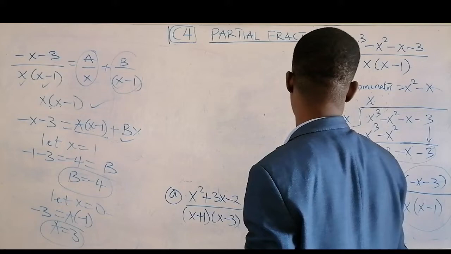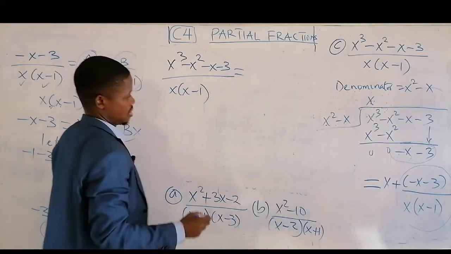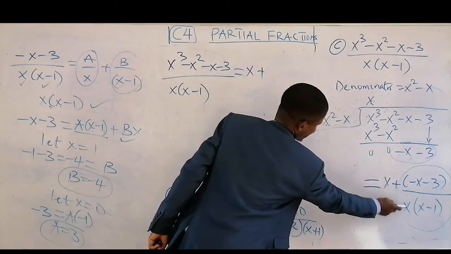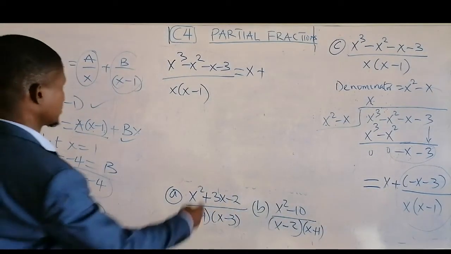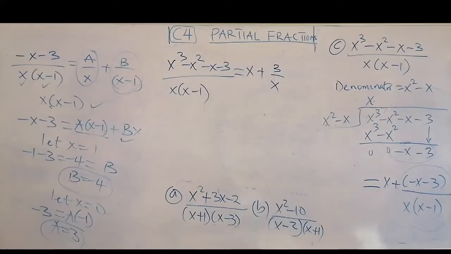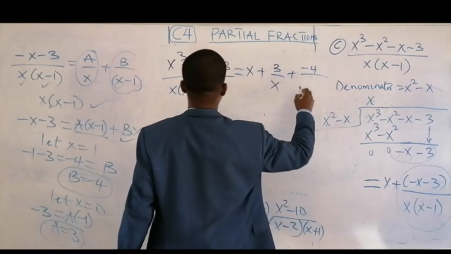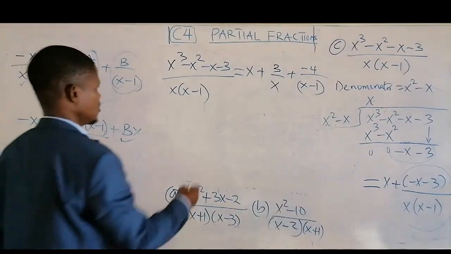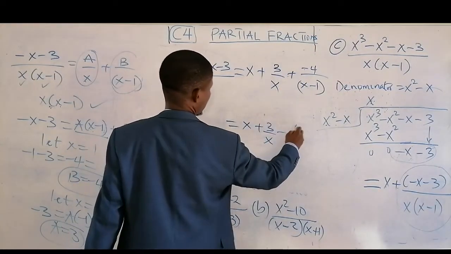So the question, which is this one, is equal to this plus, from here, this proper fraction. We have a value for that: my a is 3, that's 3 over x. Then my b is minus 4, so that's plus minus 4 over x minus 1. So that would be this plus minus, minus here, 4 over x minus 1. So that's the answer for that question.